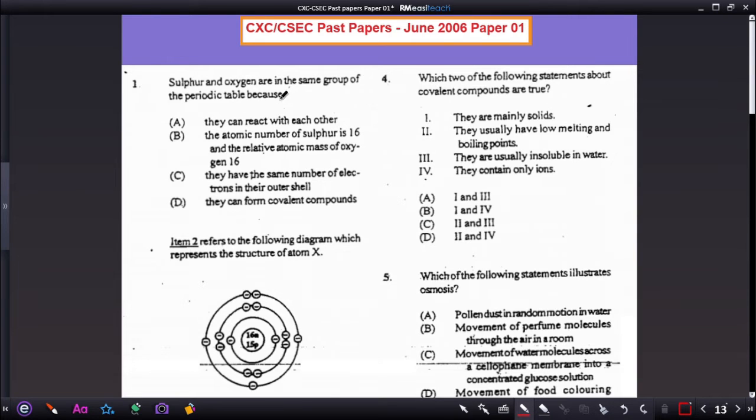Sulfur and oxygen are in the same group of the periodic table because A, they can react with each other. B, the atomic number of sulfur is 16 and the relative atomic mass of oxygen is 16. C, they have the same number of electrons in their outer shell. Or D, they can form covalent compounds. Sulfur and oxygen both have 6 electrons on their outer shell, so that places them within the same group. So the answer would be C.